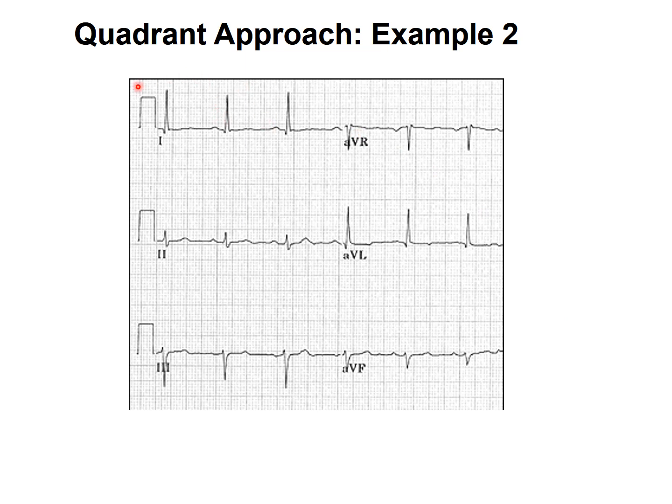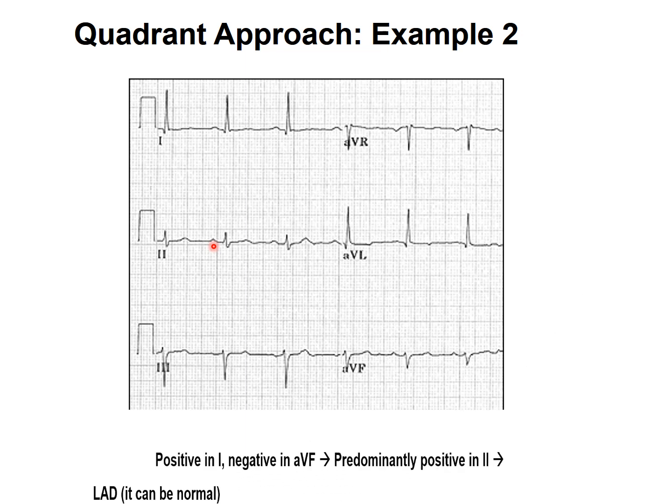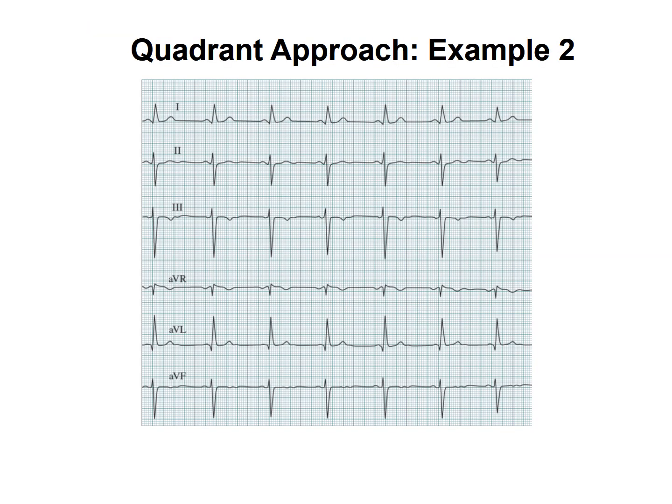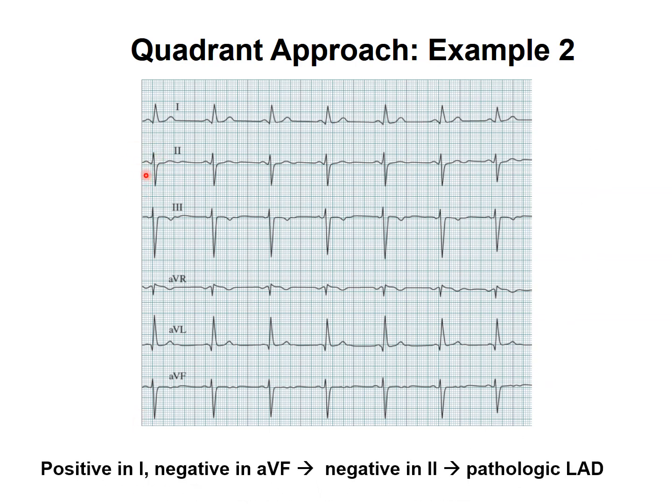Next one, lead number 1 positive, AVF negative, so we have a left deviation. Look at lead number 2, it's positive, so that has to be only a left deviation, it can be normal. Next one, lead number 1 positive, AVF negative, lead number 2 negative, so this is an extreme left deviation or pathological left deviation.